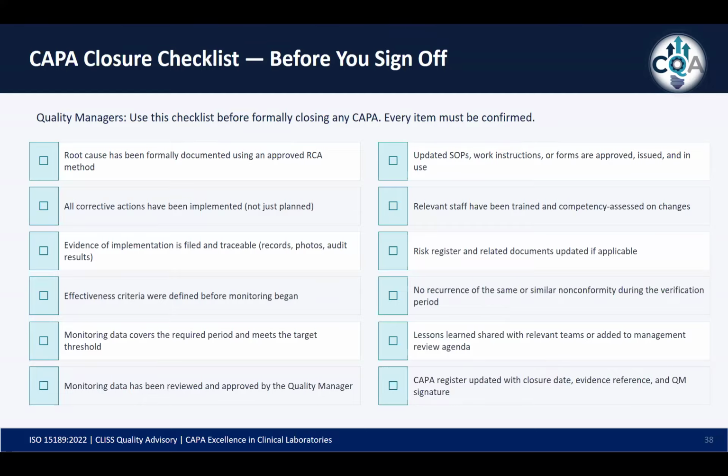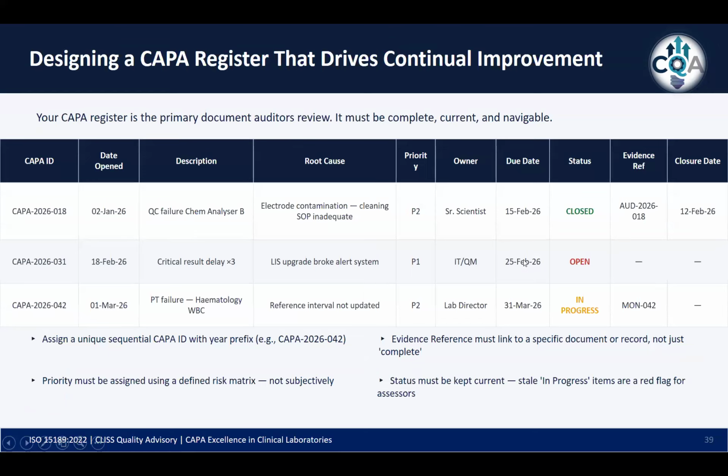So all these, how many? This is 3, 6, 9, 12. These are the things you should be checking for as quality managers before you can put your signature and say, indeed, this non-conformity has been closed.